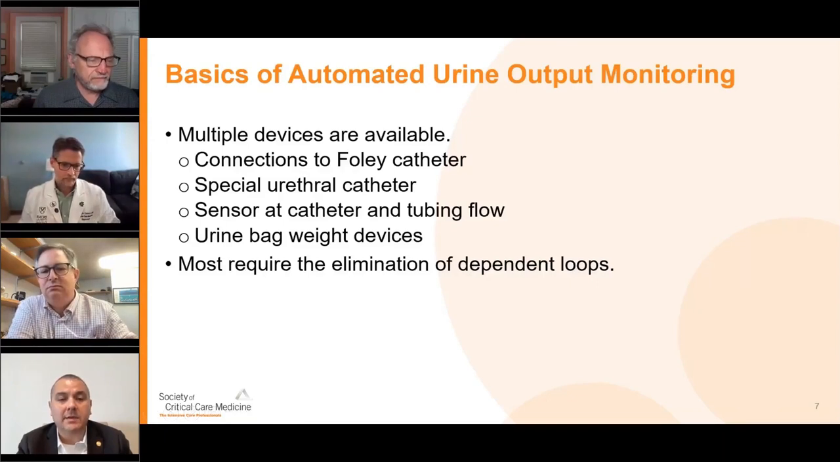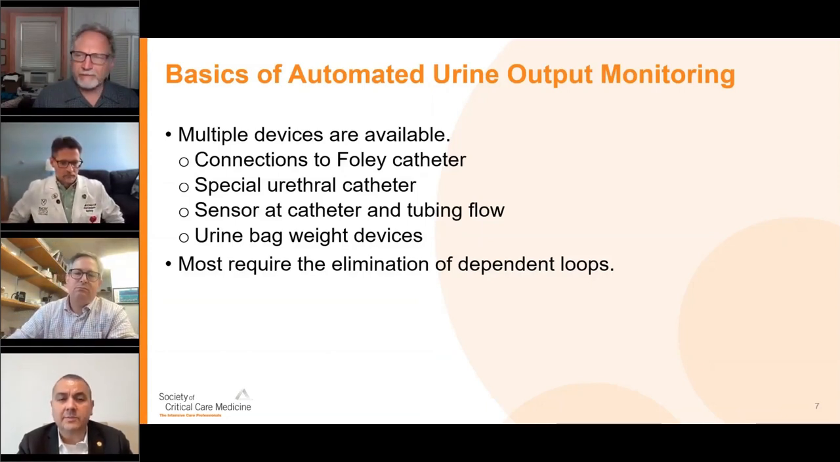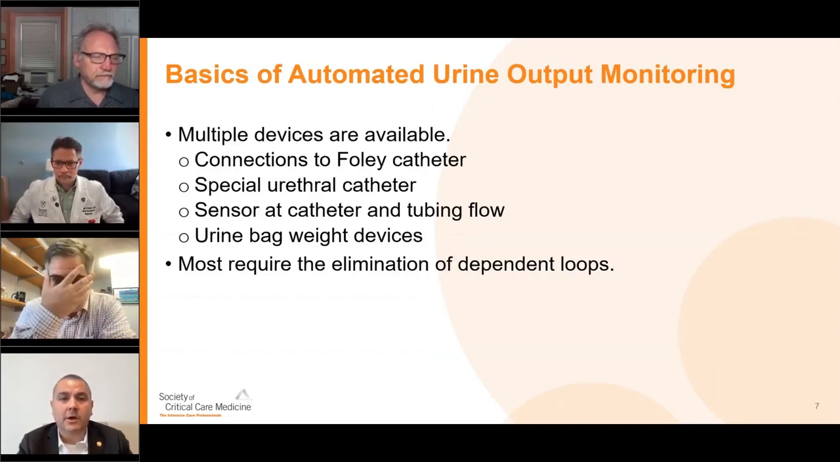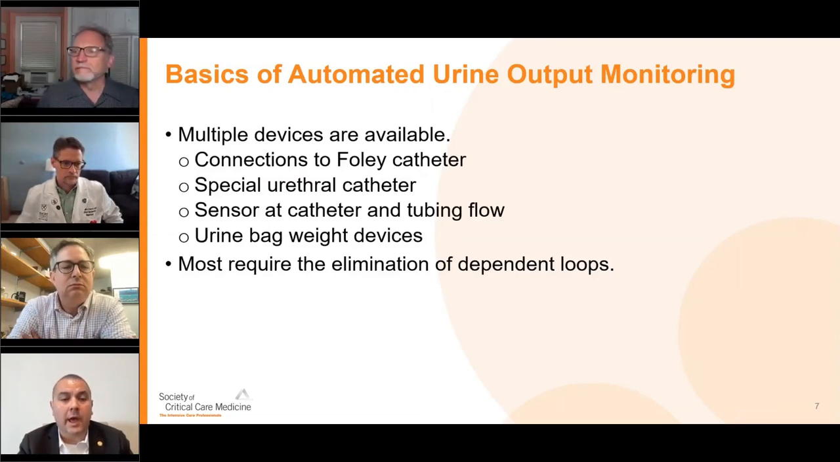So a couple of basics about automated urine output monitoring. There are multiple devices available, and we're not going to talk brands today, a very non-brand specific lecture. The majority of these are basically a connection that you add to your Foley catheter. Some of them do have a special urinary catheter. I believe that particular device may also measure intra-abdominal pressure as well. So there are specialty devices that you can purchase that do other things other than just measure that urine output.